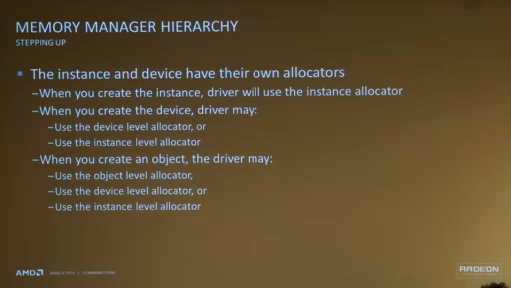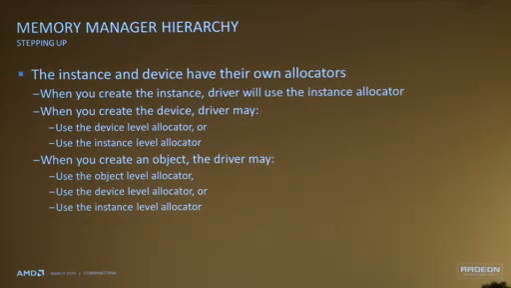There's a hierarchy of these memory allocators. So when you create your instance, you hand it an allocator, and the instance can allocate memory it needs from that allocator. When you create the device, you're giving it an instance against which to allocate the device, but you're also giving it another allocator. It could be a different one. And the device could allocate some memory from the instance, or it could allocate memory from this device level allocator, and so on down the chain. And as you create objects, depending on how the driver wants to manage the object, it may use the per object allocator, or it might walk up the chain.